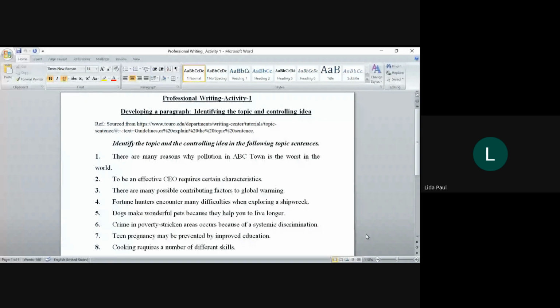Just confirm with me if you can see the screen. Visible? Yes, it's visible. Okay.